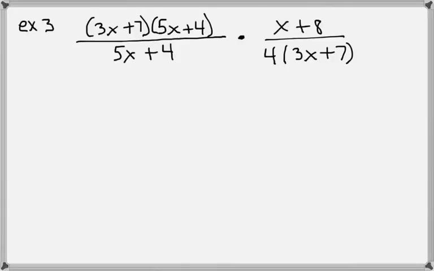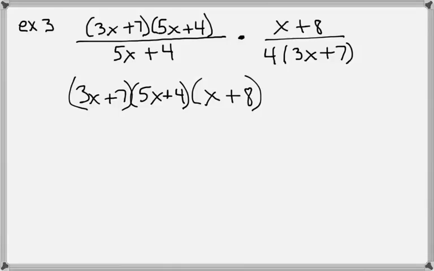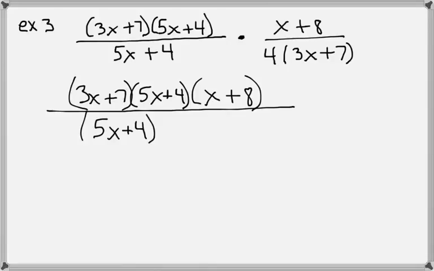I'm still going to take numerator times numerator, so I'm taking my 3x plus 7 and my 5x plus 4, and I'm going to multiply it by that x plus 8. And all of that is over the 5x plus 4. And I'm going to multiply it by the 4, and I'm going to multiply it by the 3x plus 7. So now that we've done that, we can look to simplify.